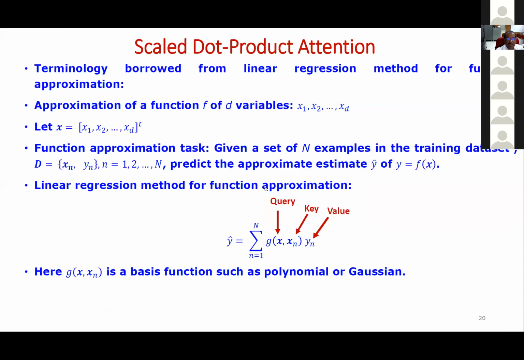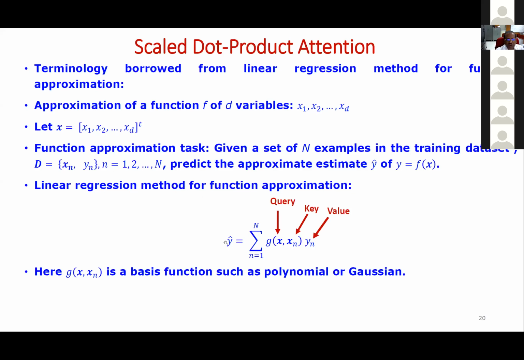What we do in the linear regression method is to try to estimate this y hat using x, xn and yn, right? xn and yn are part of the training examples, and x is the example for which I want to estimate f of x. And in the context of the linear regression method, we refer to this x as the query, because that is the example for which I want to approximate the function, and the corresponding training examples xn are referred to as the key vectors, and the desired output values for each of these examples are what are called the values.